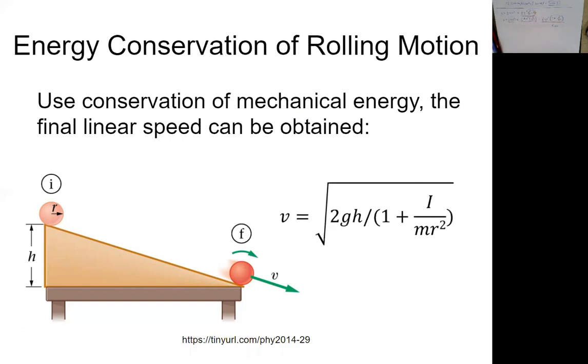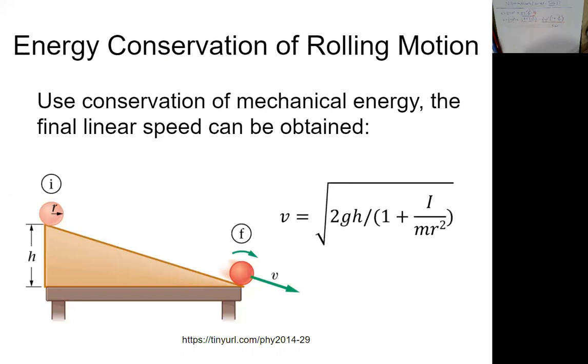So friction doesn't do any work here. The normal force will also do zero work because the normal force is perpendicular to the motion, or to the surface of contact, which is the direction of motion. So the only force doing work in this case is the gravitational force, and gravitational force is a conservative force, so you can apply conservation of energy. So for a rolling motion, energy conservation will apply, okay?